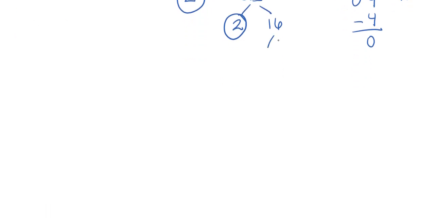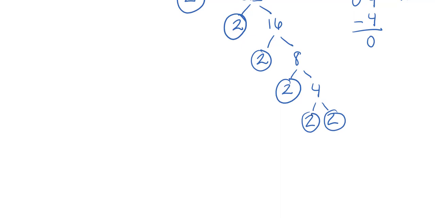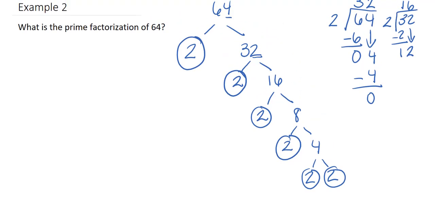So we know this can be broken down into 2 and 8 because 16 can be divided by 2 because it's even again. But 8 is not a prime number, so we need to keep breaking this down. So 8 divided by 2 is 4. So now we have 4, which needs to be broken down. 4 divided by 2 is 2.